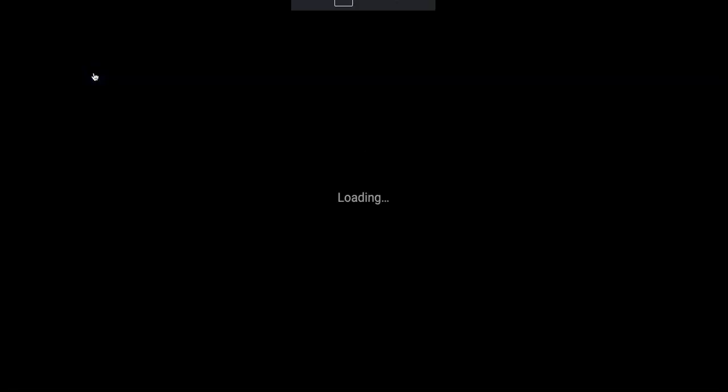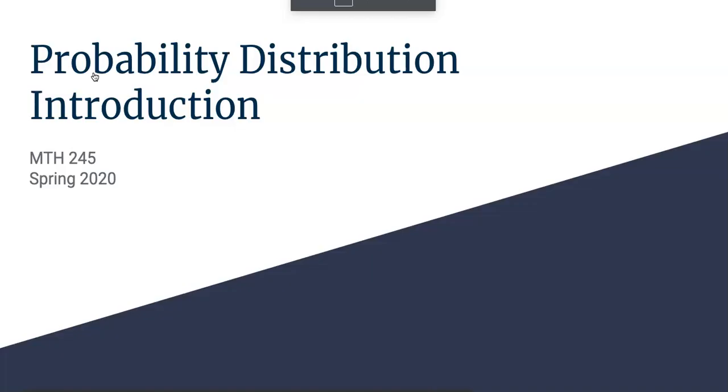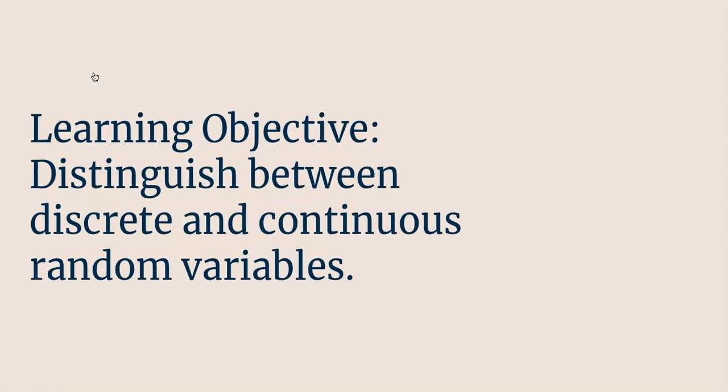Okay. So we are now starting chapter 6, and it's about probability distribution. And later I will get to talk about normal distribution and binomial distribution, but this slide is just for the introduction, what probability distribution is and what random variables are. The first learning objective that we need to go over is distinguishing between discrete and continuous random variables.